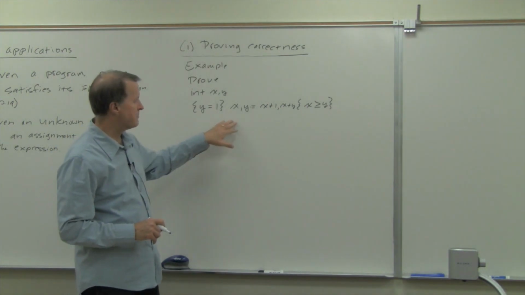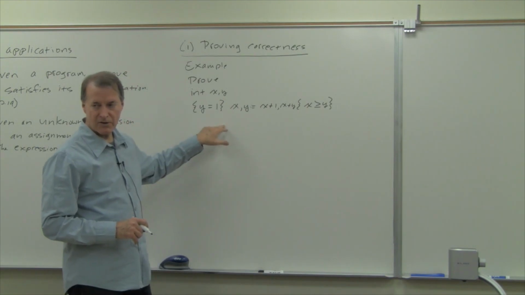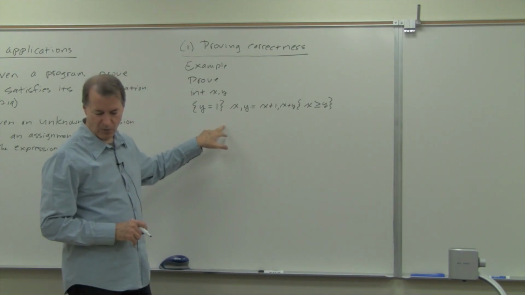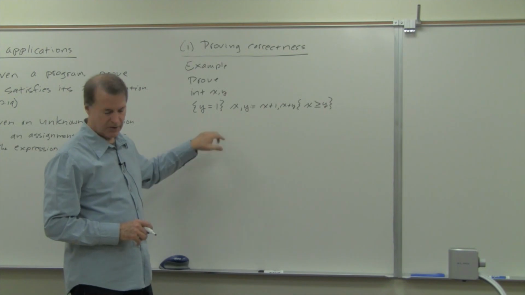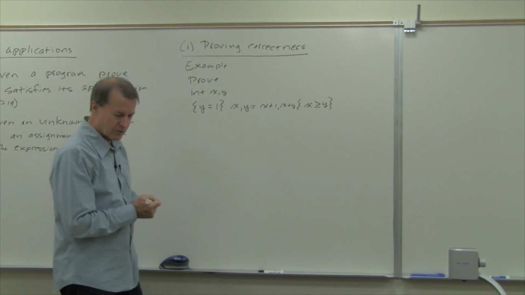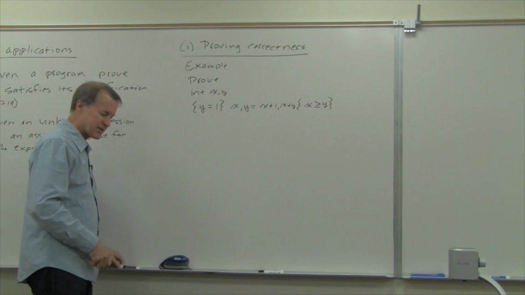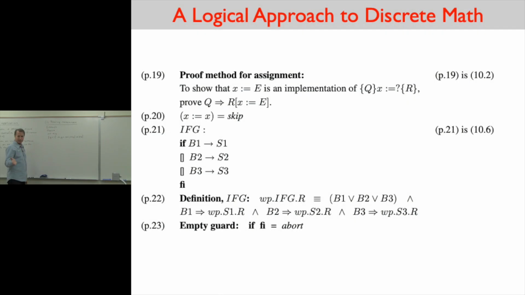Okay, so now if you look at P.19, that gives us a recipe for how to prove this. Okay, and what does P.19 say? What is it that we have to prove? If you look at P.19 again, the actual precondition implies the weakest precondition, which is the postcondition with the substitution. We know how to do that with assignment.